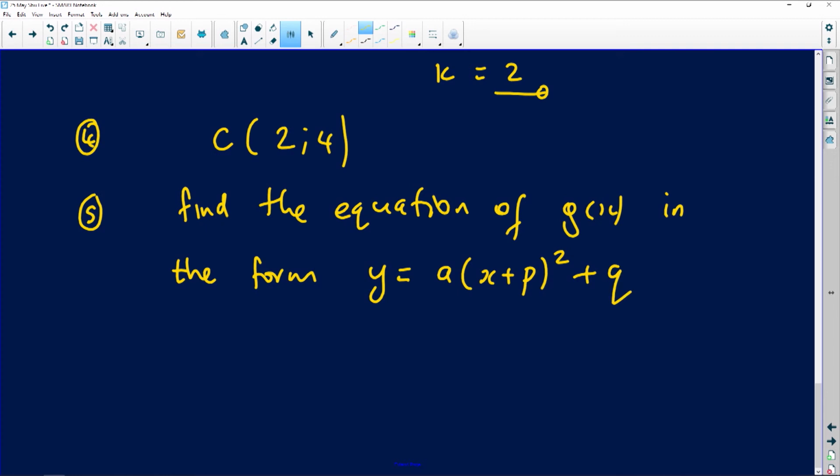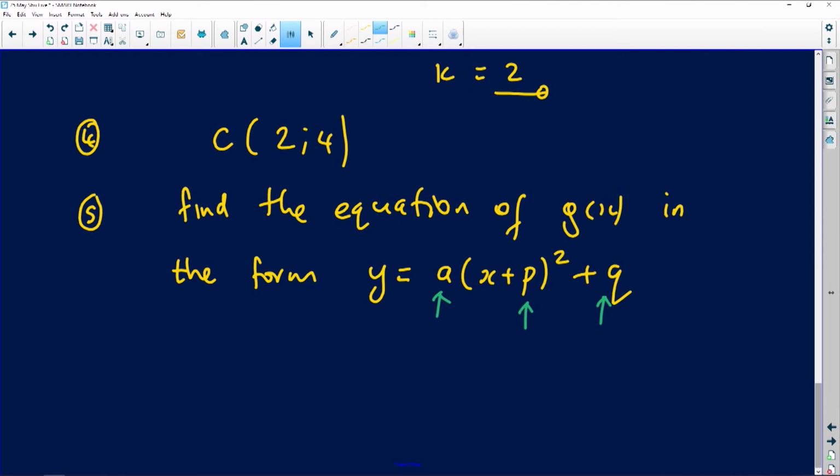Okay, cool. So now what's the story here? Well, we're looking for an equation in this particular form, which means we need to know what is P, we need to know what is Q, and we also need to know what is A. That's all that we need to know, right? So this is actually not complicated.